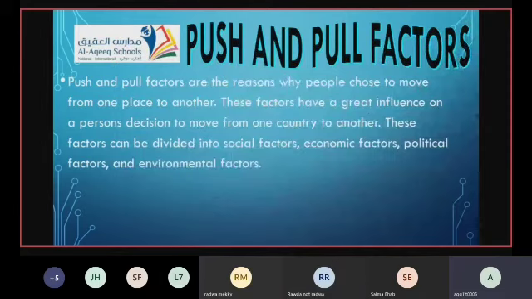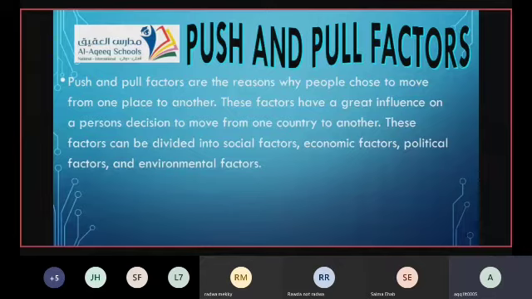Okay, when we talk about migration, and when we talk about areas that have more people living in them and less people in different areas, we have to talk about what? About the push and pull factors. Simply, push and pull factors are the reasons why people choose to move from one place to another. They are the factors that make people leave one place and go to another.